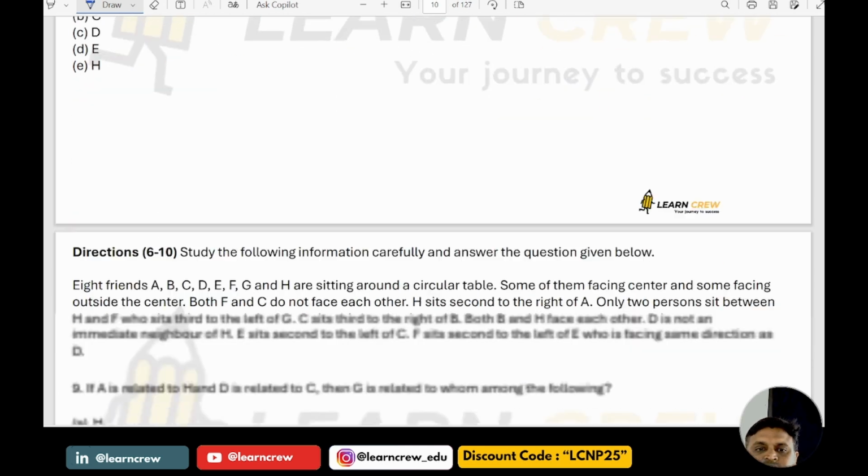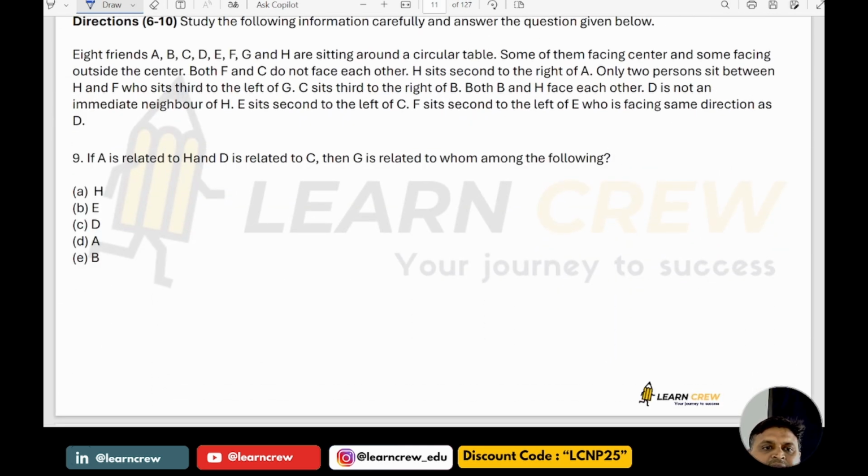The next question. If A is related to H, A is related to H means A is related to its second right. Next, A is related to H, D is related to C. Then G is related to G's second right, which is H. So the answer is A.